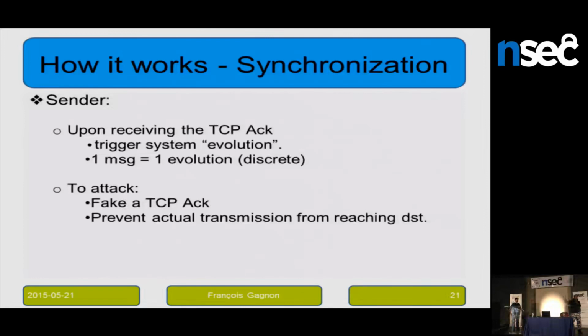So Bob will not evolve his system and just fakes an acknowledge, and then Alice will evolve her system. Of course, the attacker has to have full control, or good control, over the network to do that. But what's interesting here, that wouldn't happen for another attack, let's say with SSL or something, is she has to do it only once. She prevents one message from reaching Bob, she sends a fake acknowledge, and then she disappears from the network.